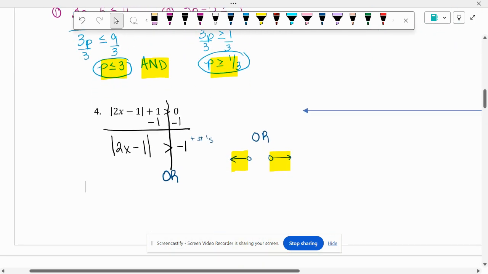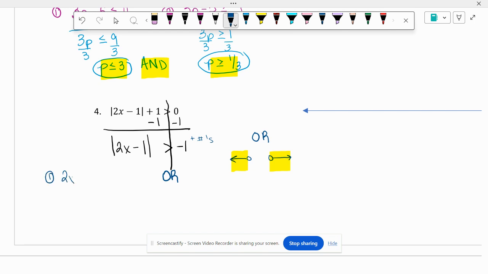Okay. So we have our absolute value isolated. Let's go ahead and rewrite our two inequalities. Our first one, 2x minus 1 is greater than negative 1. Our second one, we're going to flip the sign to less than, and the opposite of negative 1 is positive 1. So 2x minus 1 is less than 1. Let's see, I'm going to add 1 to both sides. 2x is greater than 0. Divide both sides by 2. X is greater than 0.